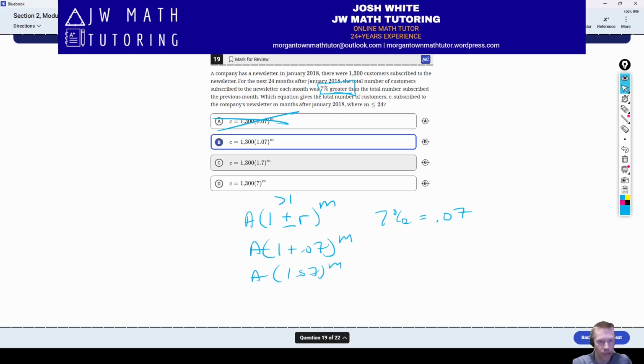Just to show you, C would technically correspond to a 70% growth rate, or in other words, if the number of subscribers each month was 70% greater than the number from the previous month. So that's how you would get 1.7.